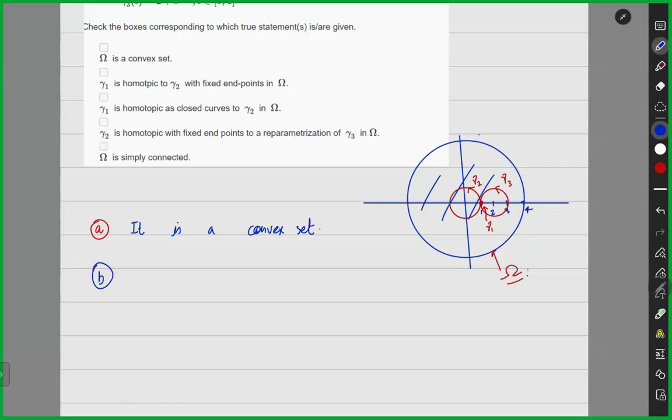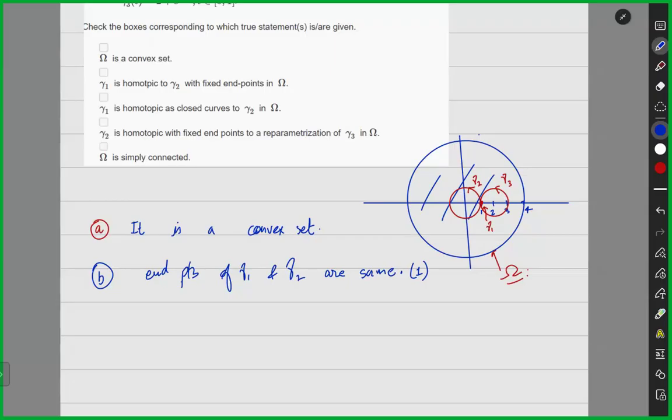So you see here it is a disk; given any 2 points, if we join them by a line segment, the whole line segment lies here, so it is a convex set. What about part B? Gamma 1 is homotopic to gamma 2 with fixed endpoints. One thing you have to verify is that the endpoints of gamma 1 and gamma 2 are the same, which is 1. Gamma 2 is a circle and gamma 1 is just the endpoint, the constant curve. So the endpoints are the same.